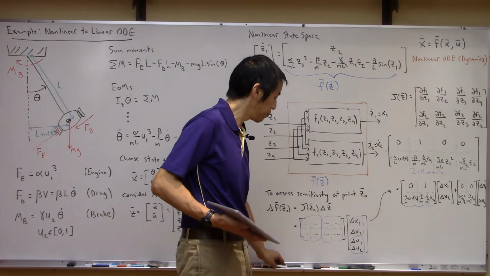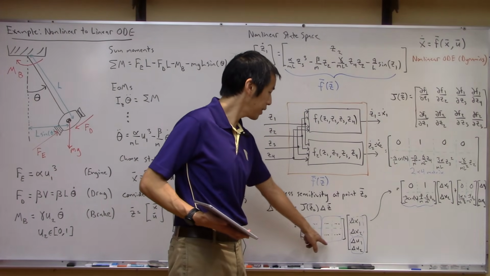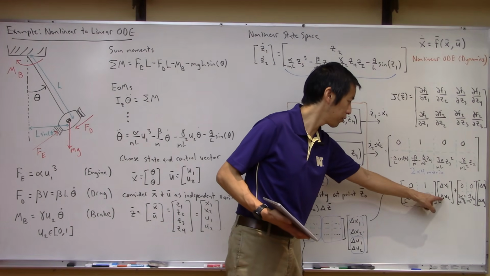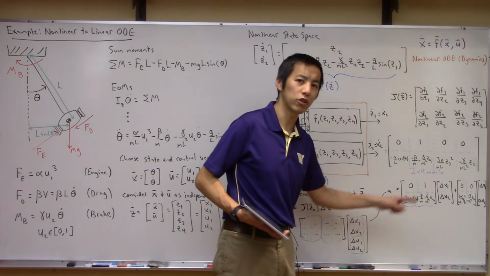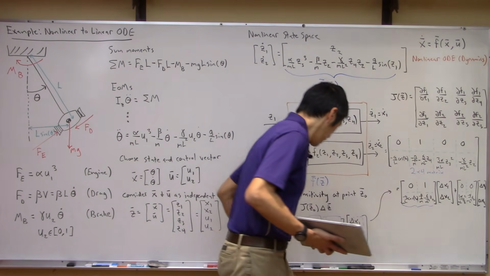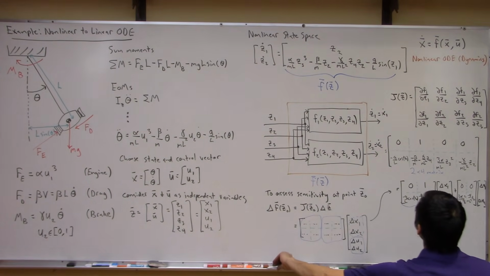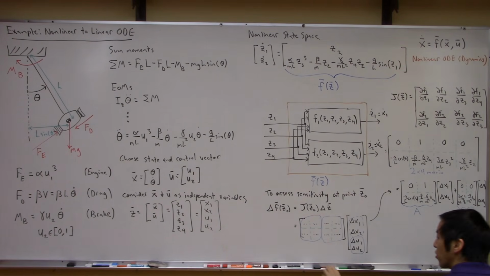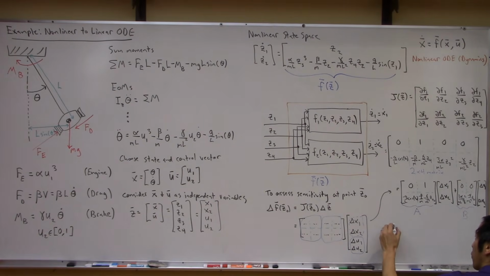I'm going to break this up into some 2 by 2 matrix times your state vector, plus another 2 by 2 matrix times your control vector, right? If we call this A, and this matrix over here B, this starts to look, and I have to be a little bit careful here. Let me just say this equals A times delta x plus B times delta u, okay?